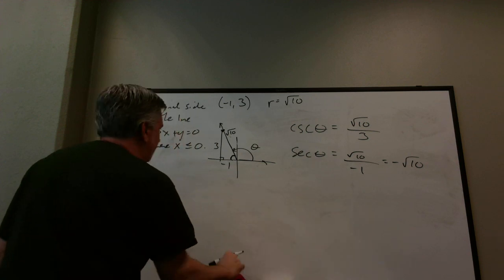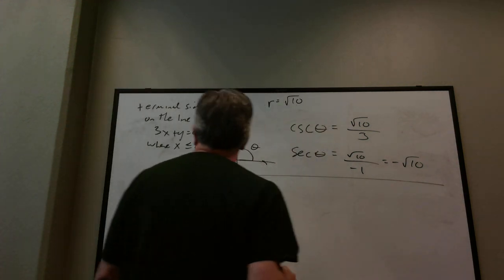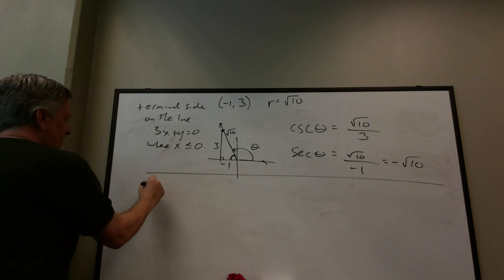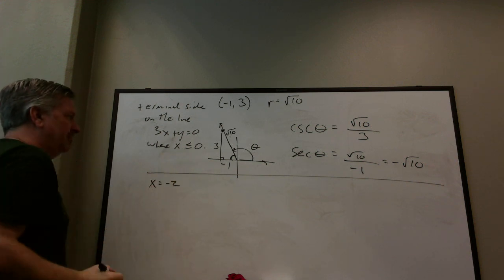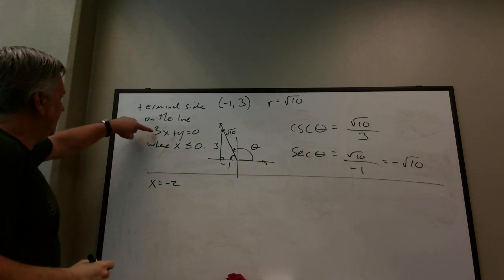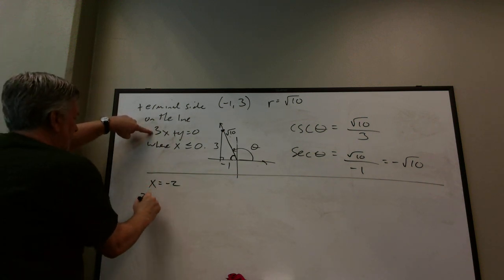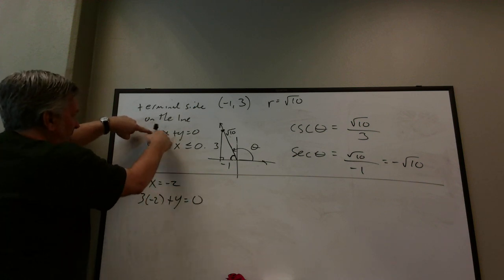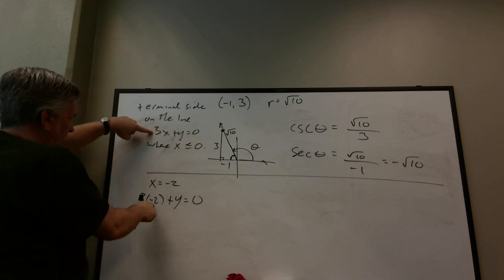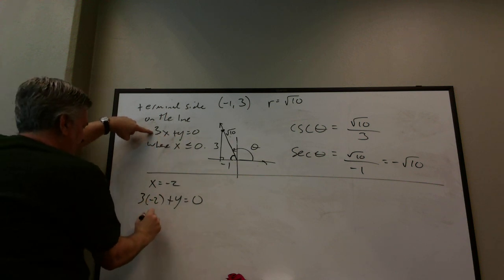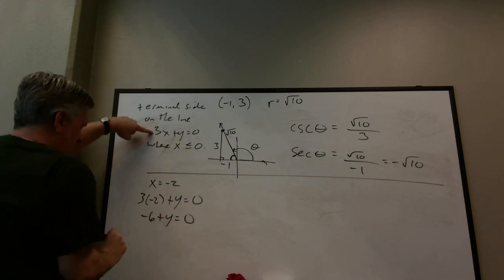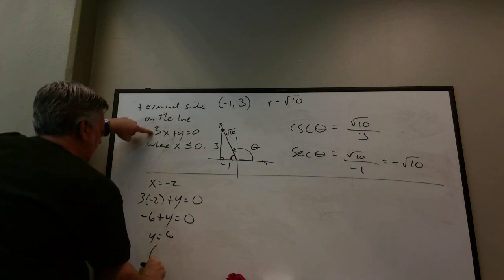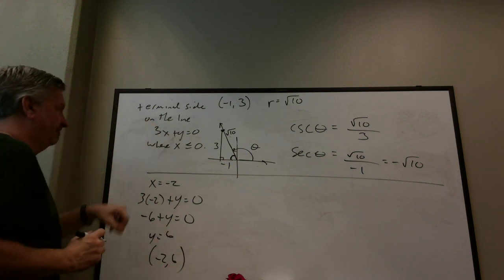So I'll do that work down here. Let's just pick a different value for x that's less than 0. How about x is negative 2? Now I need to figure out what y would be. So 3 times negative 2 plus y is 0, right? If a point's on this line, it must satisfy the equation. So I plug in negative 2 and get negative 6 plus y is 0. If you add 6 to both sides, you get y is 6. So my point here is negative 2, 6.